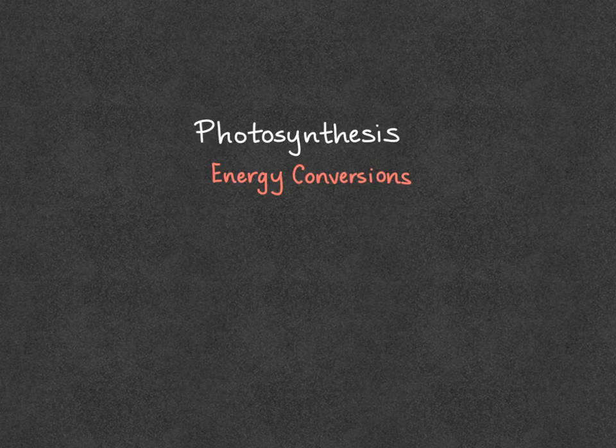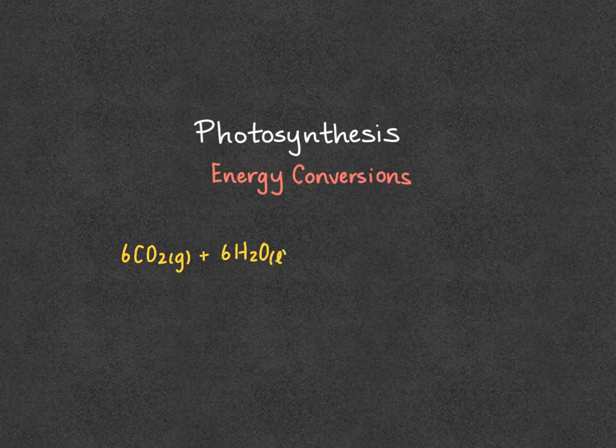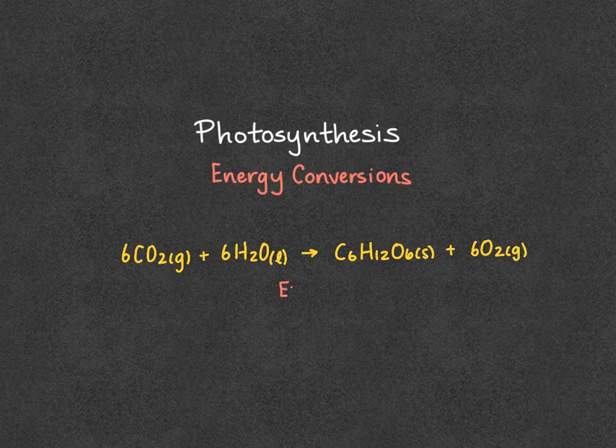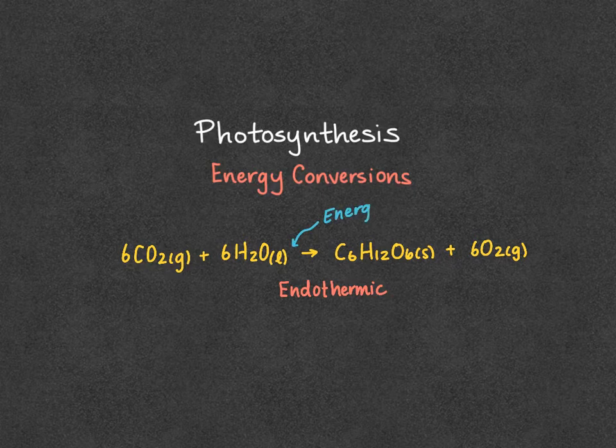In this video, we're going to look at some energy conversions within the photosynthesis reaction. So just as a refresher, in photosynthesis, we have 6 carbon dioxide molecules combining with 6 water molecules to form glucose and oxygen. This reaction is endothermic, meaning it takes in energy from the surroundings, in this case the sun. And so when we typically include energy, it's going to be included as a term on the reactant side of our reaction.